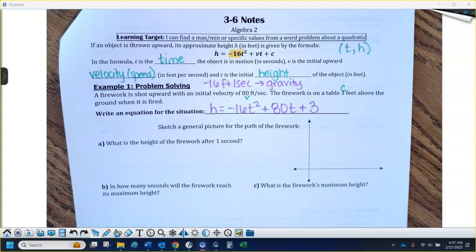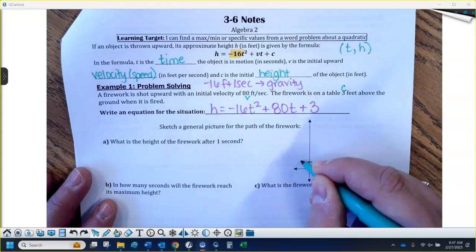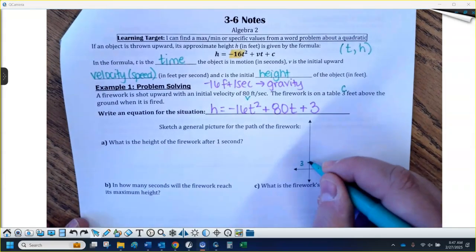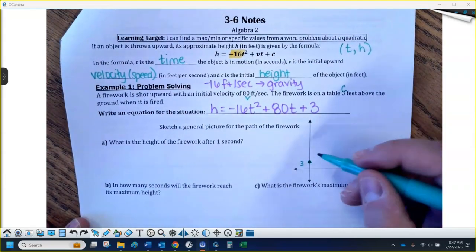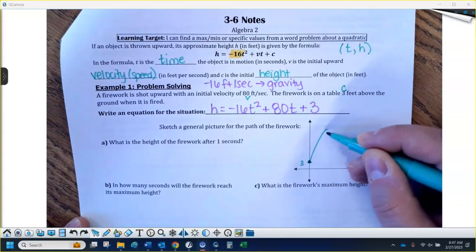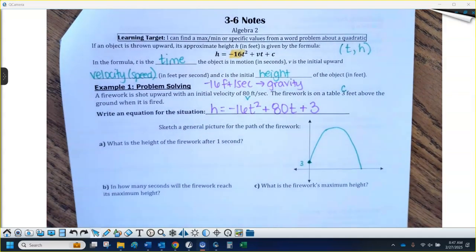Okay, now I'm going to ask you a couple of questions, but let's just draw a general picture. This is just a sketch. It doesn't have to be perfect. So maybe I'll just label this with a little 3. So I know that the firework is on a table that's 3 feet off the ground. So if this represented my little firework, here we go. And I'm going to launch it up in the air, and then eventually the force of gravity will bring it back down to the ground. So the x-axis would represent the ground there.